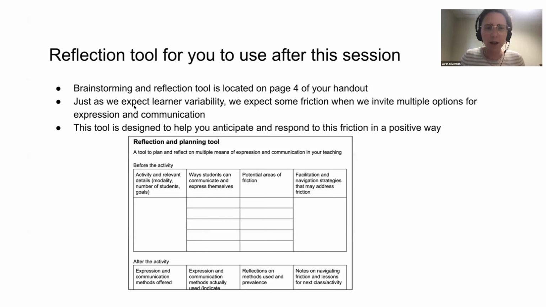And so you can take a look at the tool on the handout. It's on page 4. But the way I have it organized is before an activity where you plan to offer multiple means of expression and communication, you can take some notes on the activity and the relevant details, like the modality and the number of students and the goals. And then, like in our word cloud exercise, just jot down a bunch of ways that students can communicate and express themselves in this context. And then also jot down what you think some potential areas of friction might be, and take a moment in advance to see, okay, how do I think I could navigate these, at least the ones that I was able to anticipate.